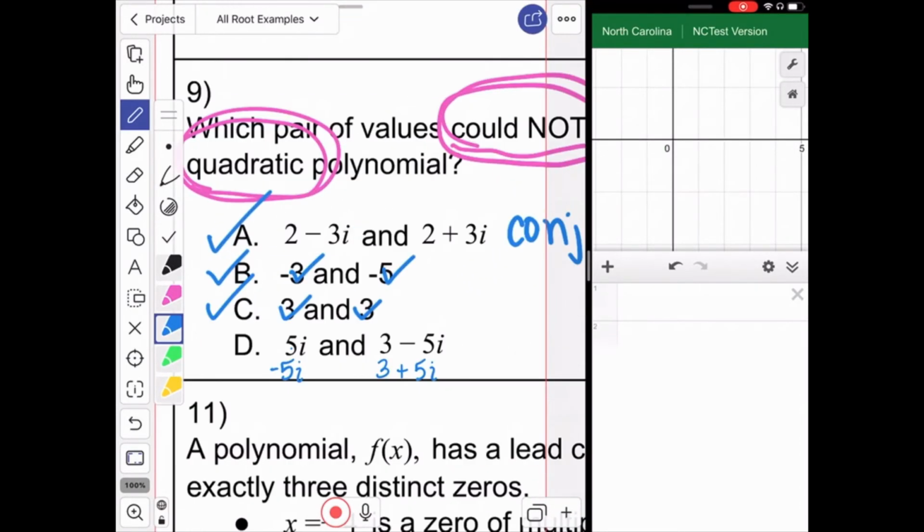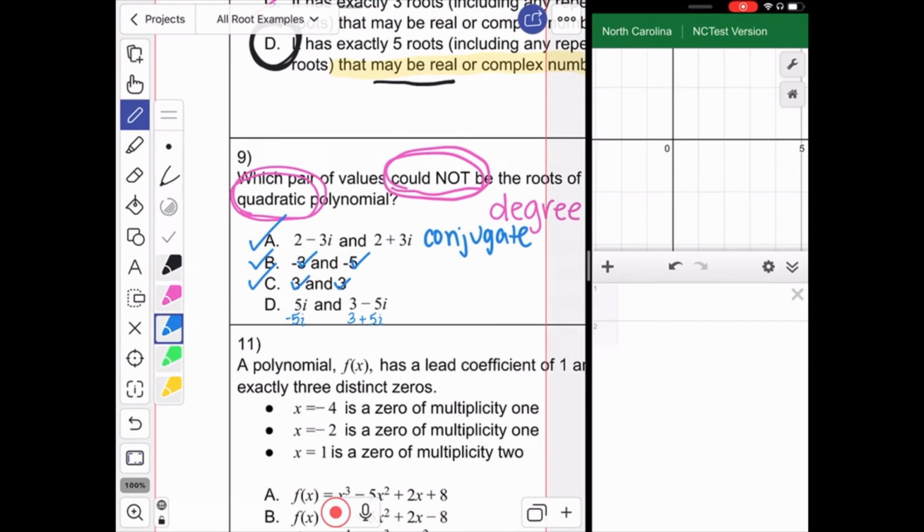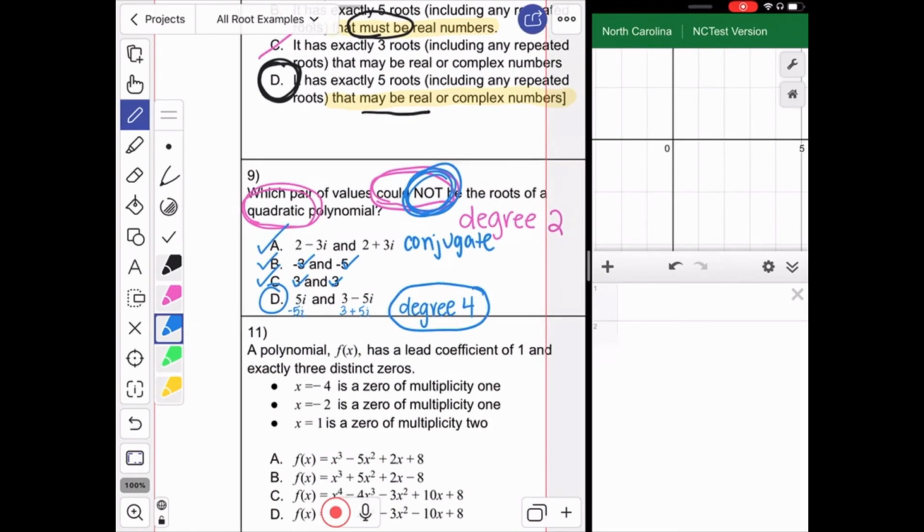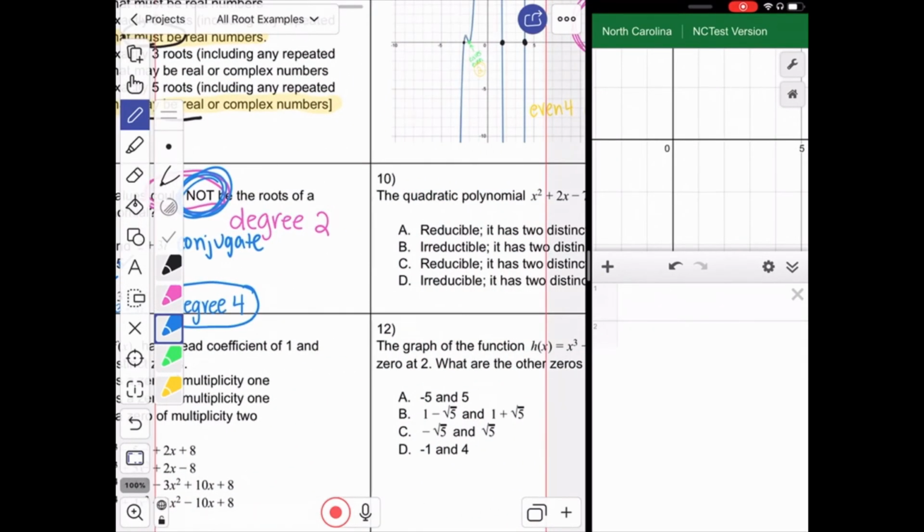So D could not be a quadratic because D would have a degree of 4. When I'm looking at this one, for D, it would have to have a degree of 4, where the others would have a degree of 2. So this one is not a quadratic. That would actually be a degree of 4, or a quartic polynomial.